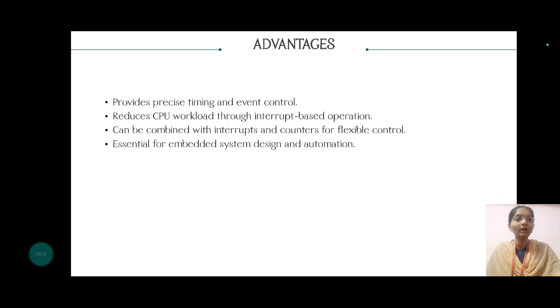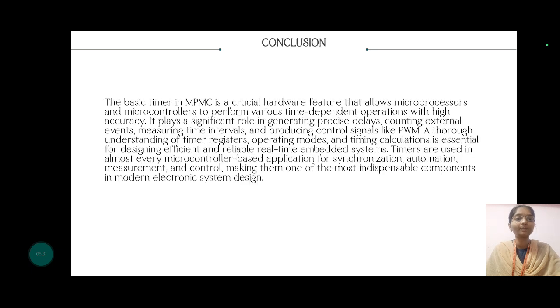Let us know the advantages of timers. Provides precise timing and event control, reduces CPU workload through interrupt based operation, can be combined with interrupts and counters for flexible control, and essential for embedded system designs and automation.